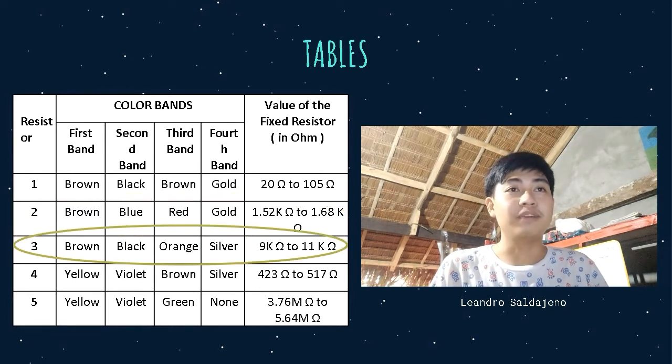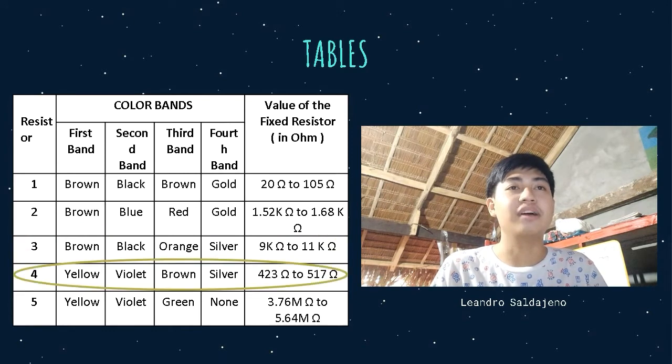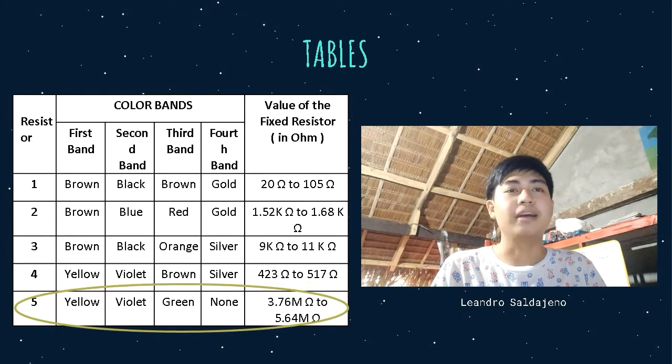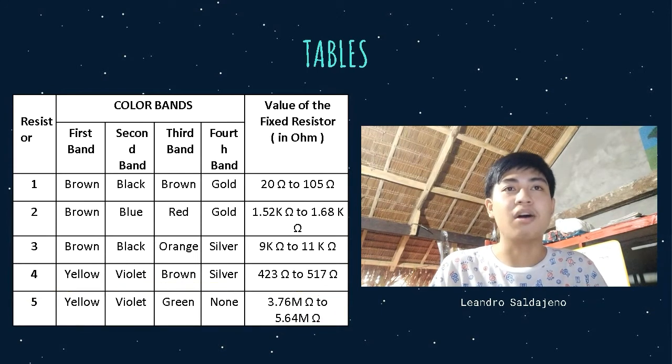Resistor 3, first band brown, second band black, third band orange, fourth band silver, with the value of the fixed resistor within 9 kilo ohms to 11 kilo ohms. Resistor 4, first band yellow, second band violet, third band brown, fourth band silver, with the value of the fixed resistor within 423 ohms to 517 ohms. Resistor 5, first band yellow, second band violet, third band green, fourth band none, with the value of the fixed resistor within 3.76 mega ohms to 5.64 mega ohms.